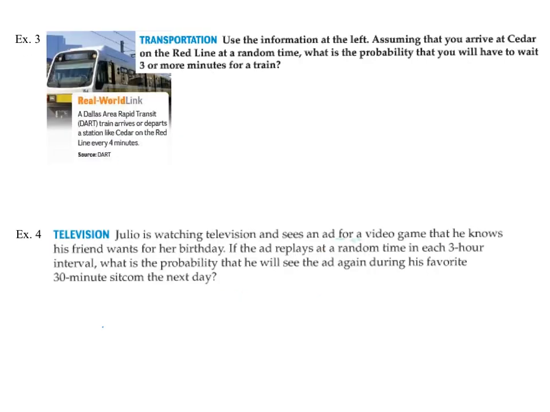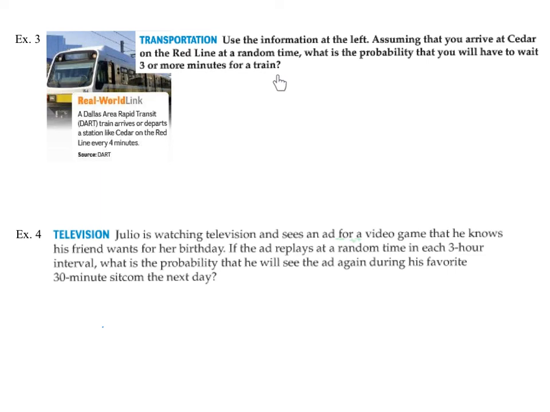All right, example number 3 says, use the information at the left. Well, that information says that a DART train arrives or departs a station like Cedar on the red line every 4 minutes. So assuming that you arrive at Cedar on the red line at a random time, what is the probability that you will have to wait 3 or more minutes for a train?